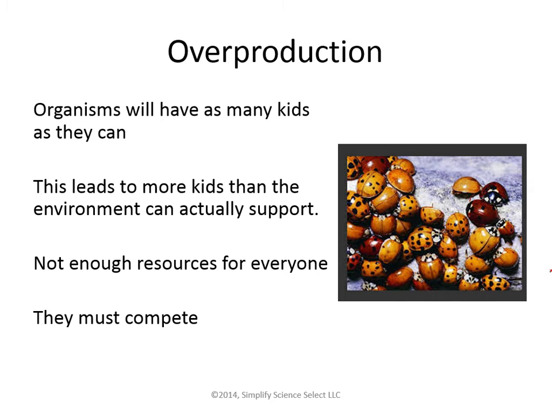Our second point is overproduction. Living organisms have as many kids as they can. This actually means they have so many kids that the environment couldn't support them all. There's not enough resources for them all to live, so they compete for them. They fight over who gets the food and the best houses. Now, at this point, I would like to pause and make the point that this applies to wild animals.